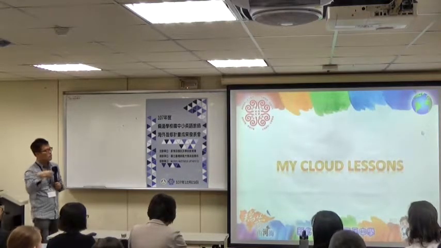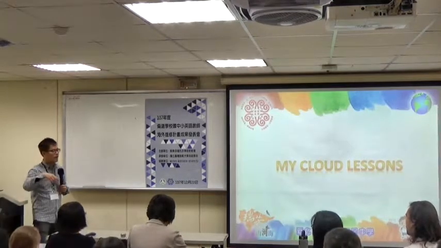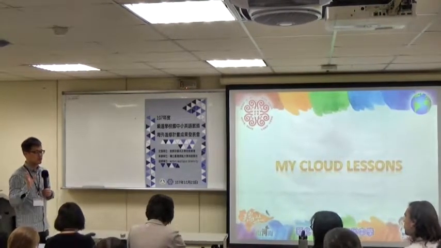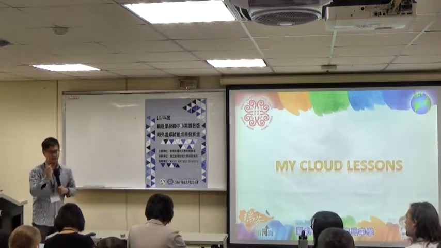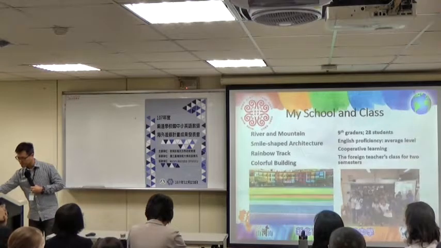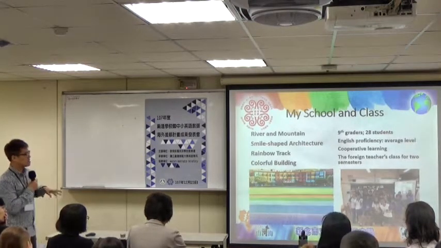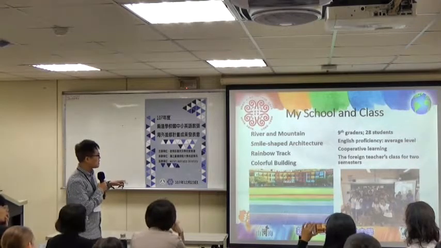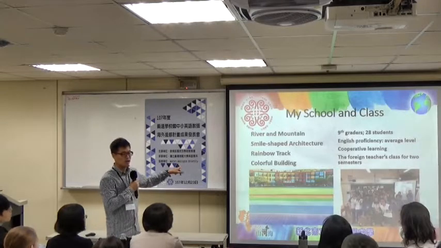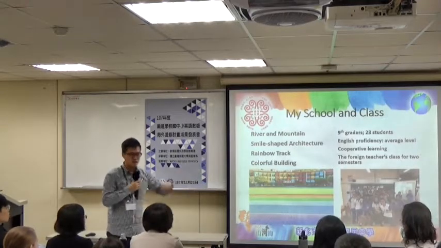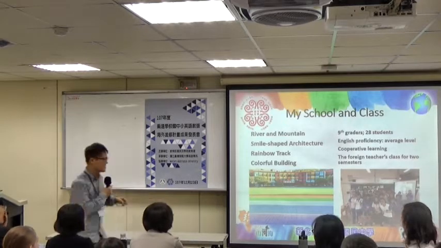Okay, and now I will introduce my class lessons. I think Anne has introduced most of them, so I will just quickly go through these worksheets I did in my class. So this is my school. We have a river and mountains around us, and my school is a semi-shaped architecture, and we also have the rainbow track and colorful building. Welcome to our school and take pictures and send them to your Instagram or Facebook.